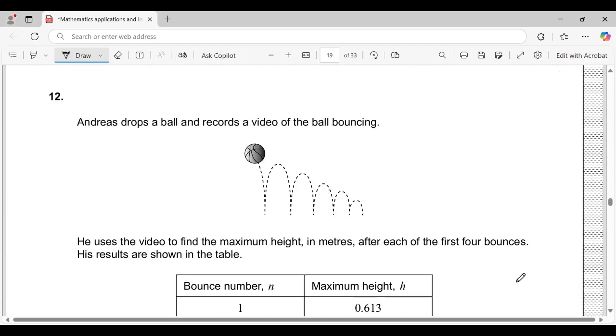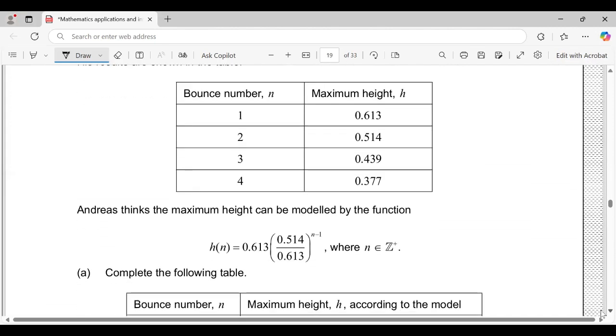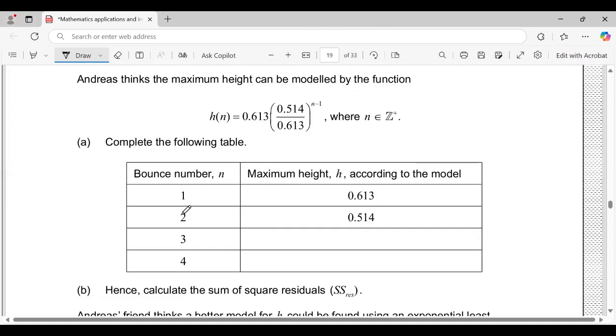Number 12. Andreas drops a ball and records a video of the ball bouncing. He uses the video to find the maximum height in meters after each of the first 4 bounces. His results are shown in this table. Andreas thinks the maximum height can be modeled by the function. Use this function to complete the following table. Okay, the first row is already given, the second row, the third row, how to find it?